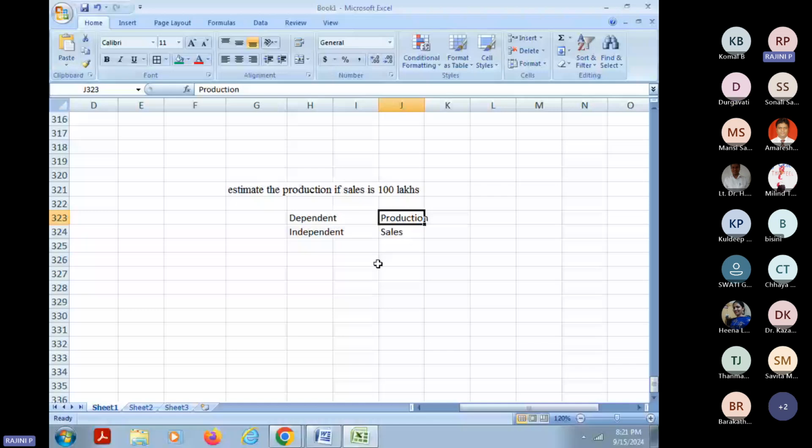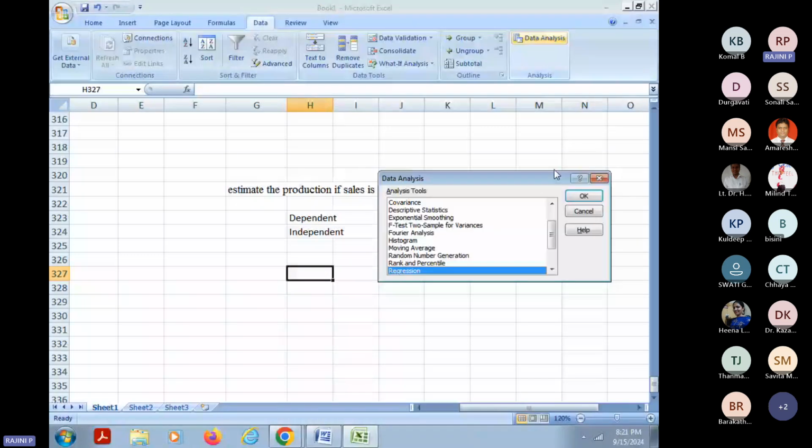So now you just go through the same procedure again: Data, Data Analysis, Regression. Clear everything. Now you just see.